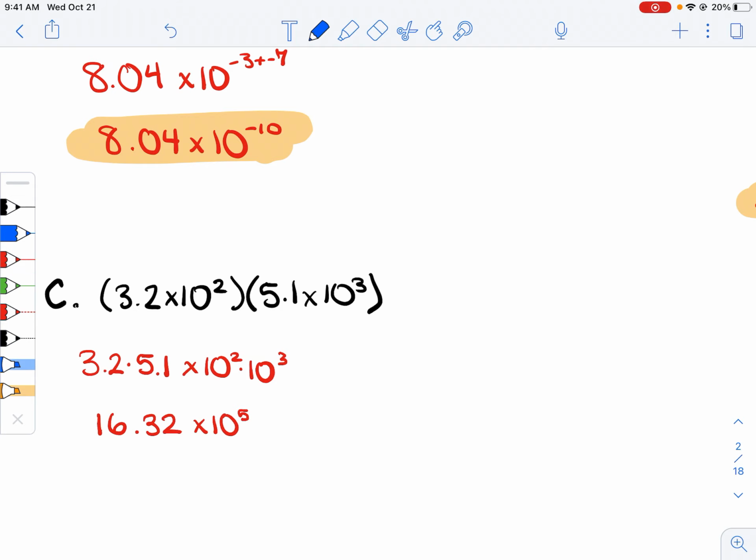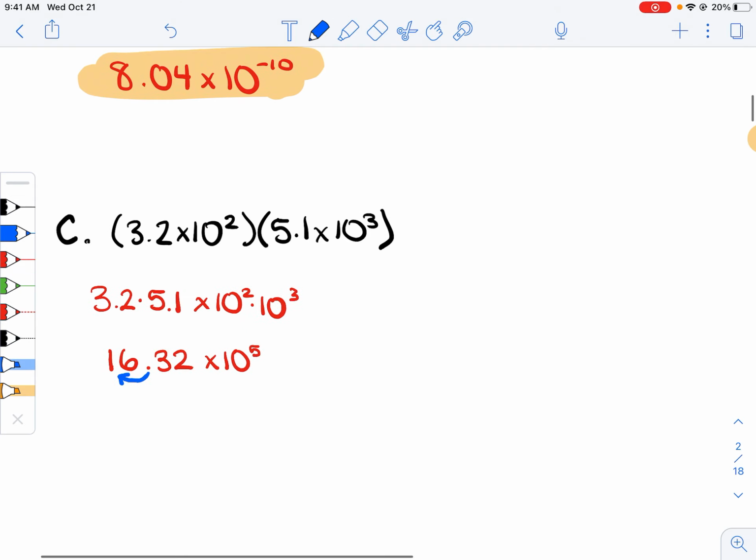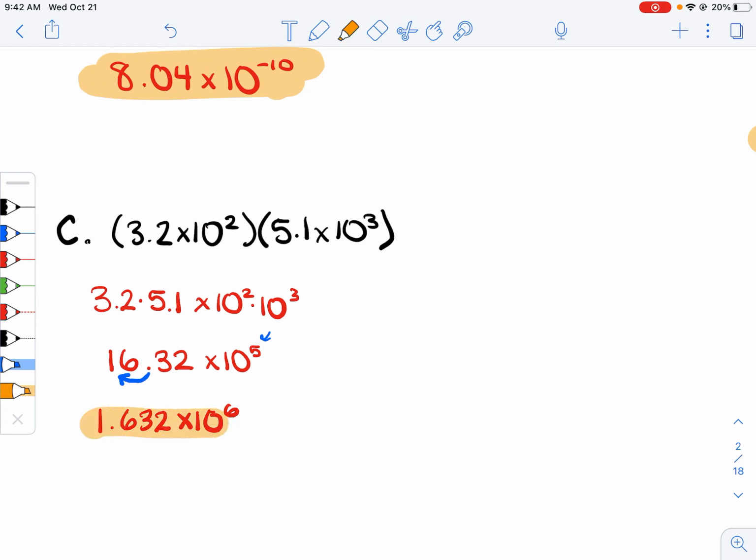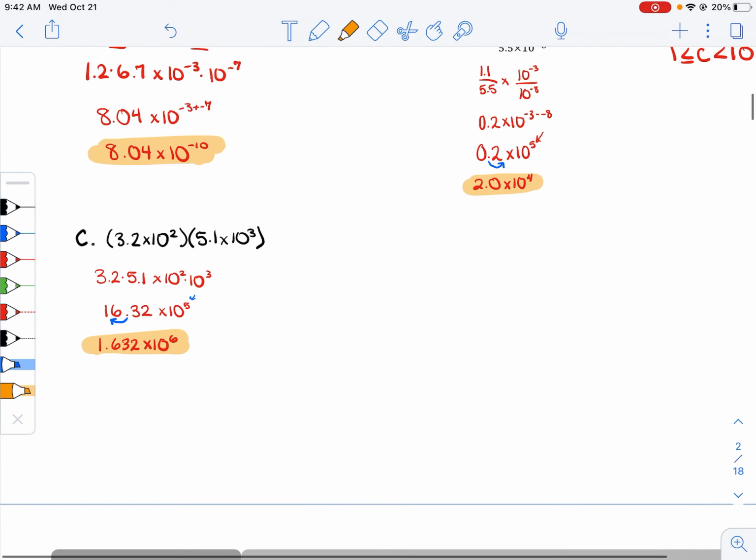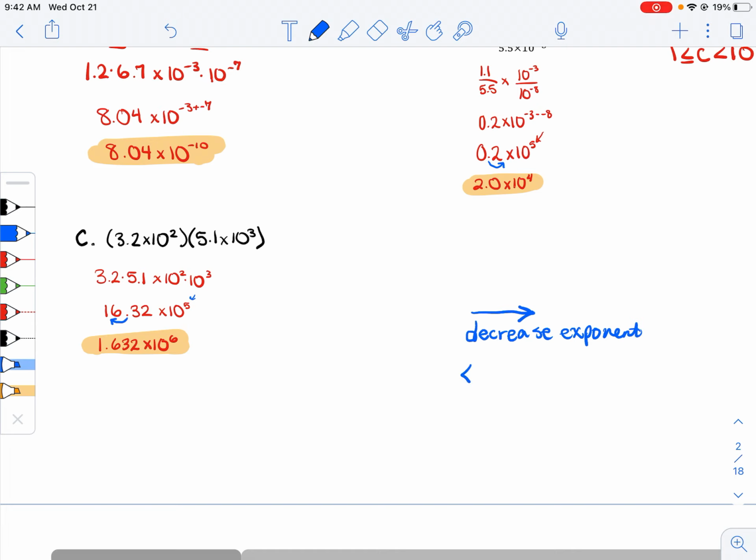Now notice my number is bigger than 10, so I want to move my decimal over once here. So now my power on my 10 needs to do more work because it has to move the decimal one more time. So it becomes 1.632 times 10 to the sixth. Now my number is between 1 and 10. So to summarize here, the rule is that if you have to move the decimal to the right, you're going to decrease your exponent. If you have to move it to the left, you're going to increase your exponent.